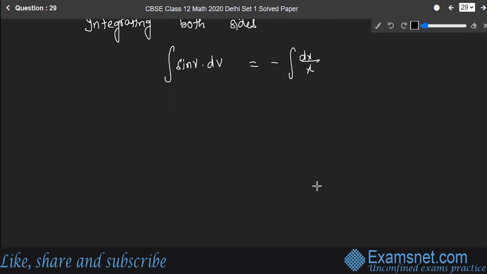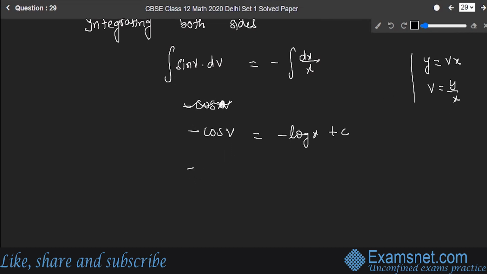What is integral of sine? That is cos. So minus cos actually. So minus cos v is equal to, this will be minus log x plus c. Right now, what was, we put y is equal to vx. That means v is equal to y upon x. So here cos y upon x is equal to minus log x plus c.